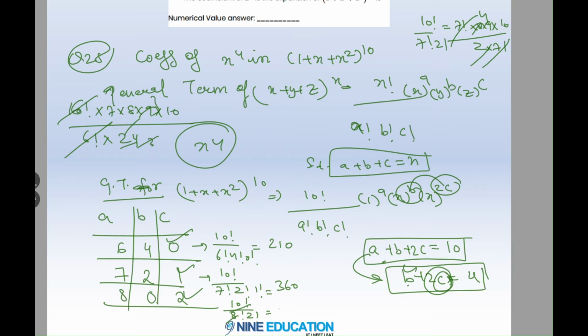Solving the last one, we get 45. So if you add it up, you will get 615. So the total coefficient of x⁴ is 615. So these are the total answers of part 16. Thank you so much.